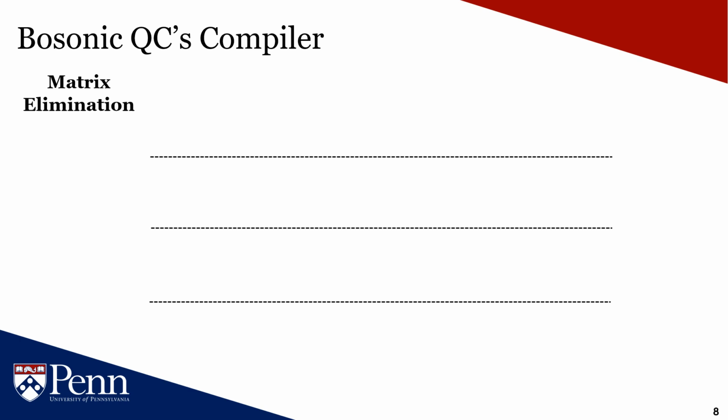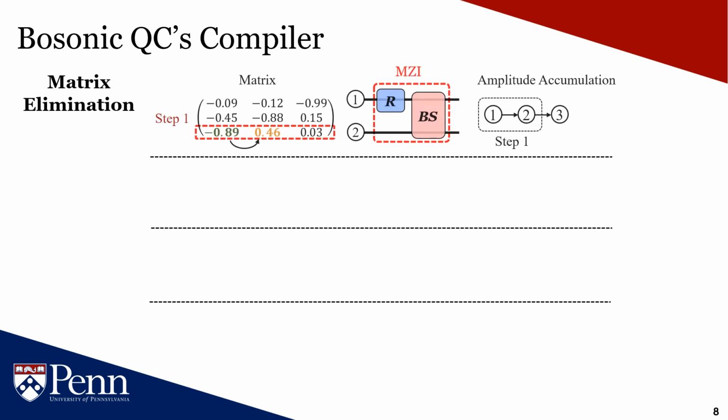This decomposition can also be viewed in an inverse form using matrix elimination. Here is a real example. We have a three-dimensional unitary matrix. In step 1, the green element is eliminated by the yellow element, using a unitary rotation between columns 1 and 2. Thus, in the middle, an MZI block on Q-modes 1 and 2 is applied.